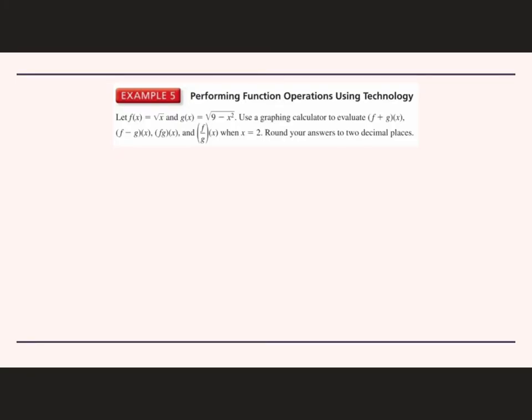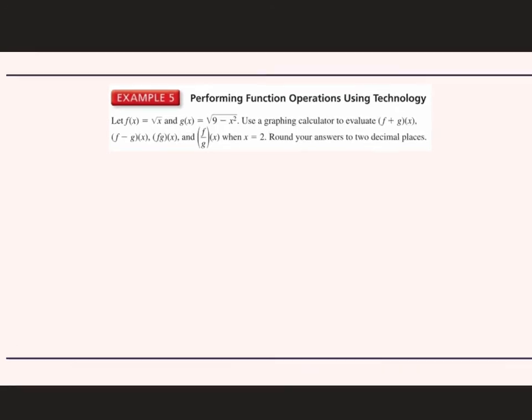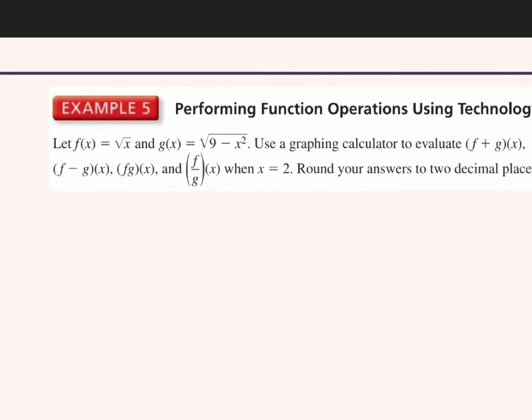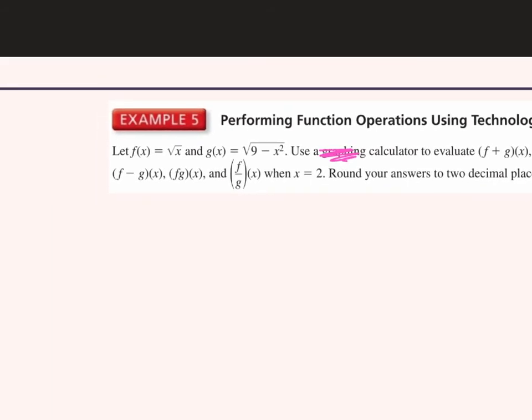Our next example. So here we need to use a calculator. You're going to want to use a calculator. It says use a graphing calculator, but you don't need a graphing calculator. You can just use a normal calculator to evaluate. So we need to find f plus g of x, f minus g of x, f times g of x, and f over g of x. So let's do one at a time.